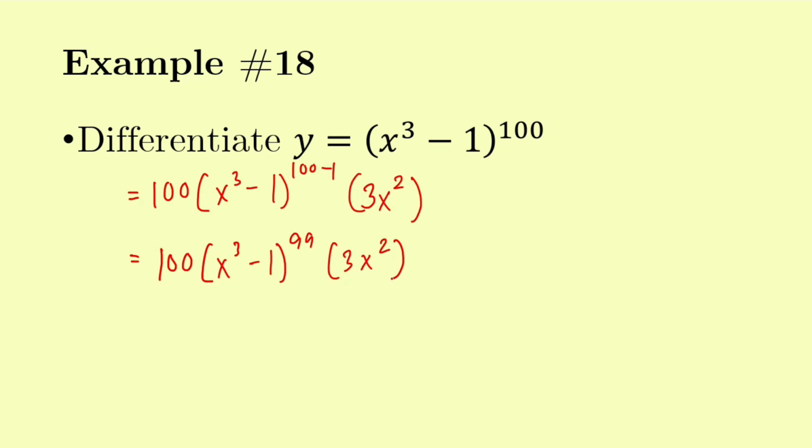We cannot multiply 3x squared sa loob. Itong merong x cubed kasi 99 yan, no? Better to multiply 3x squared doon sa 100. So we will end up with 300x squared times x cubed minus 1 raised to 99. Ayun na yung sagot mo.